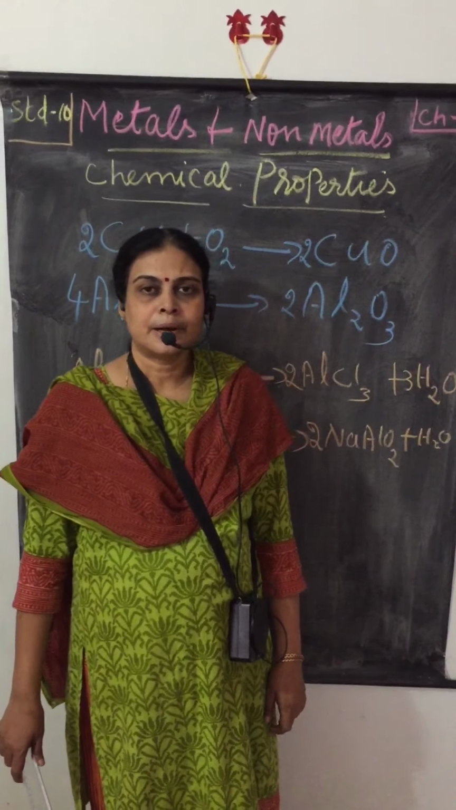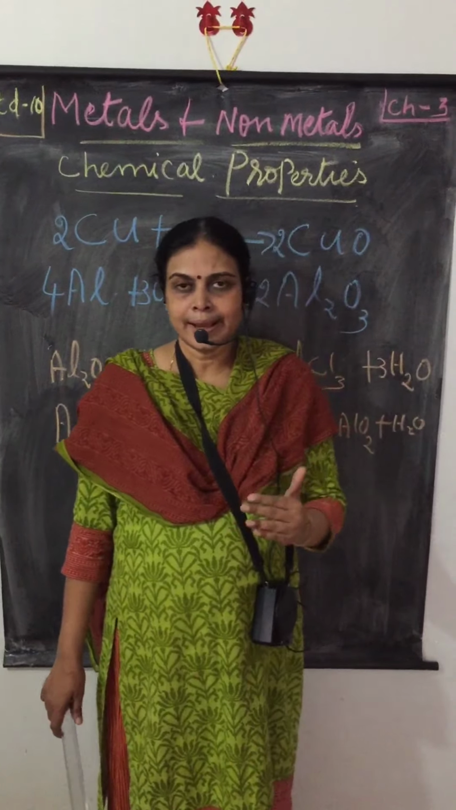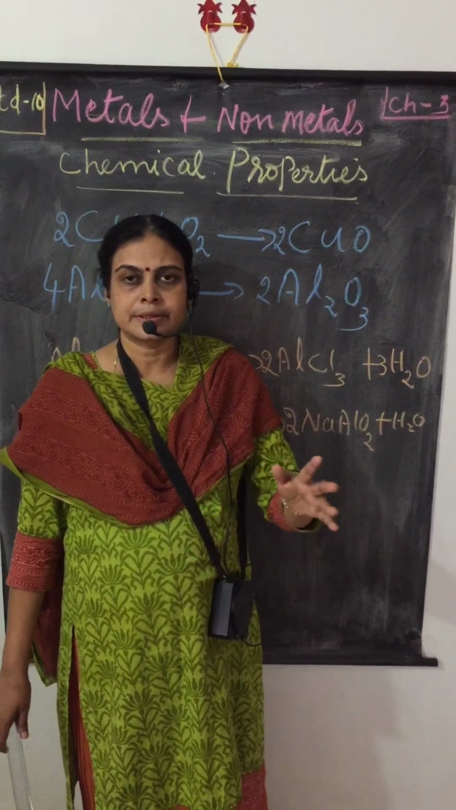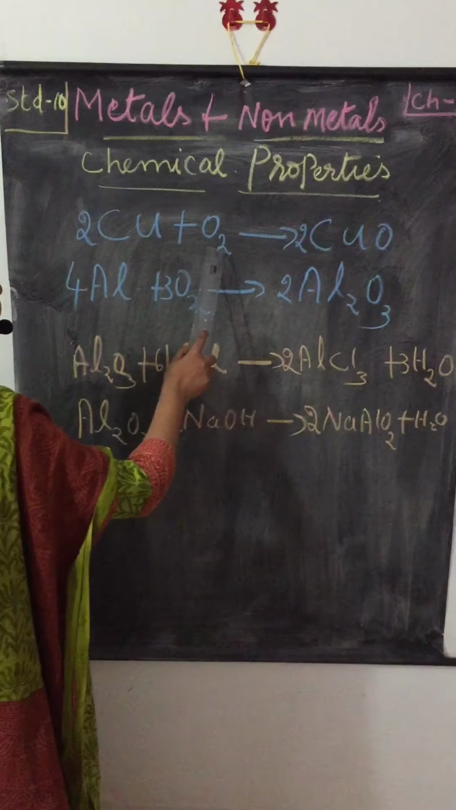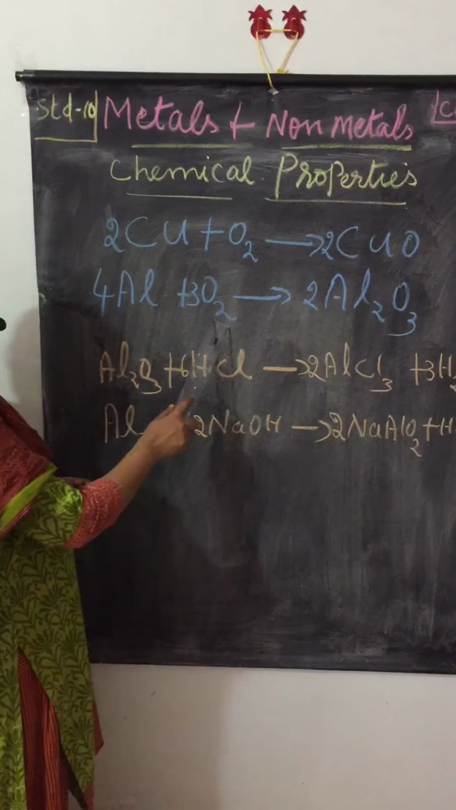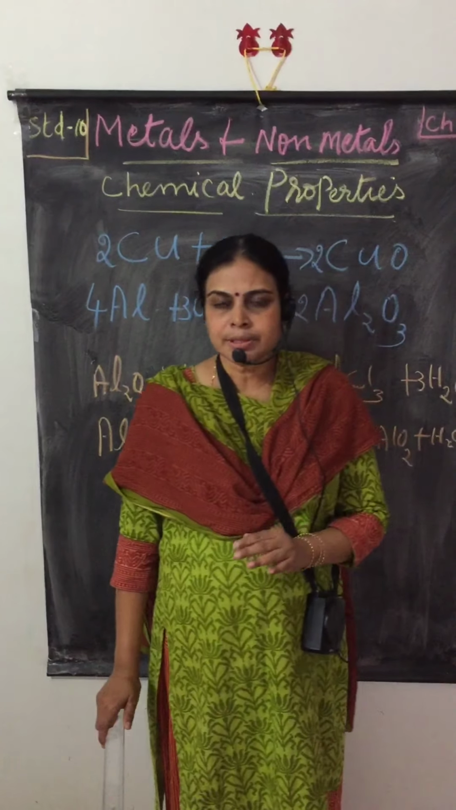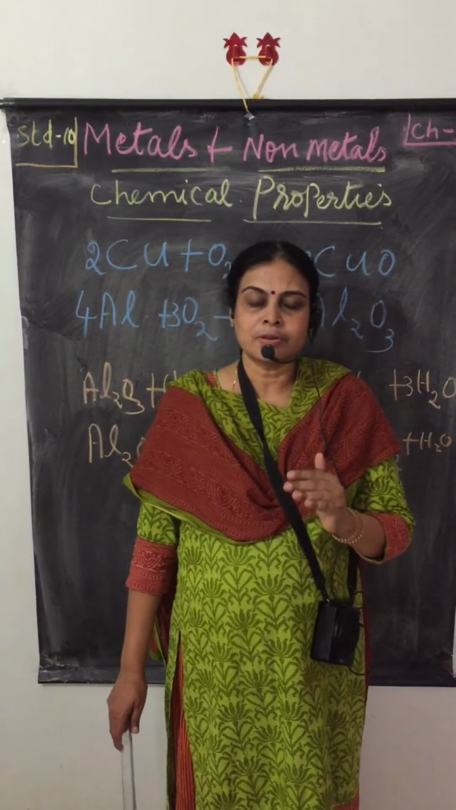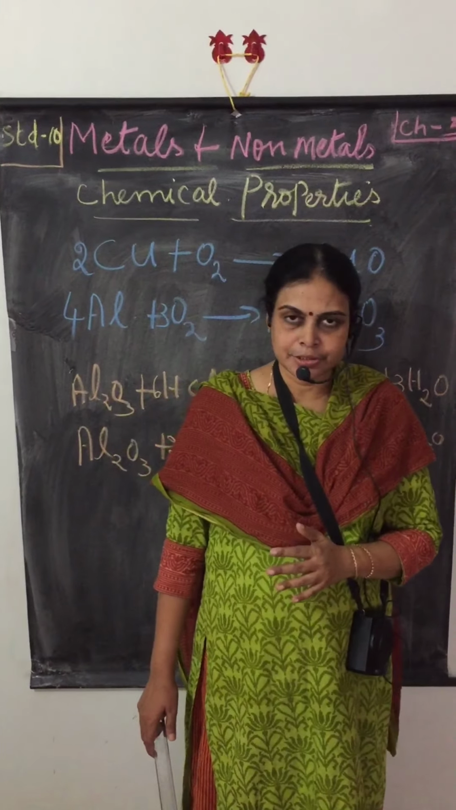Now we will discuss the chemical properties of the metals. When metals react with oxygen, they form the corresponding oxides. You can see here, copper combines with oxygen to form copper oxide. Aluminium combines with oxygen to form aluminium oxide. Generally, oxides of metals are basic in nature.